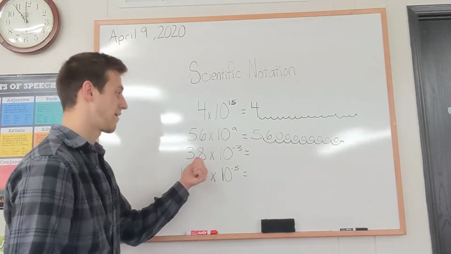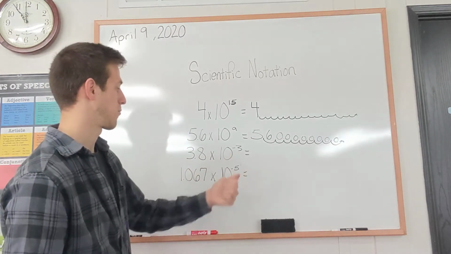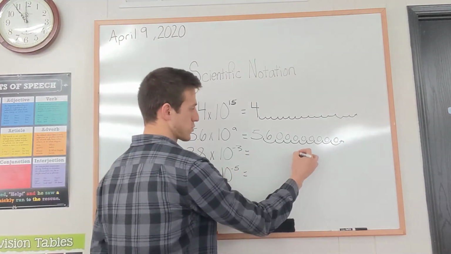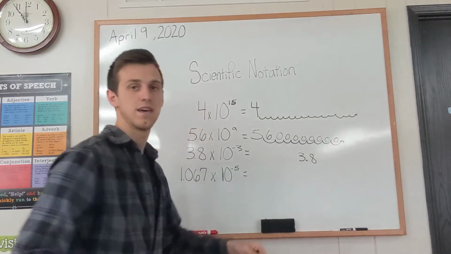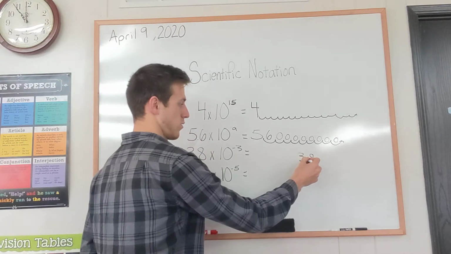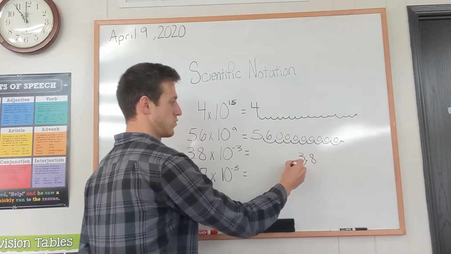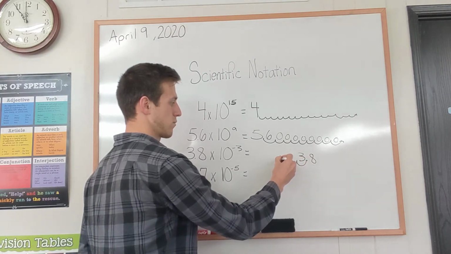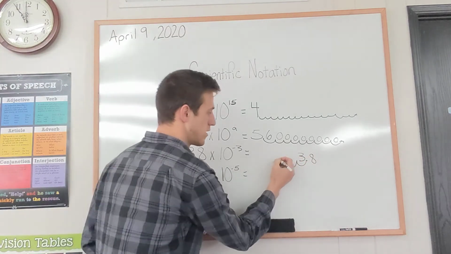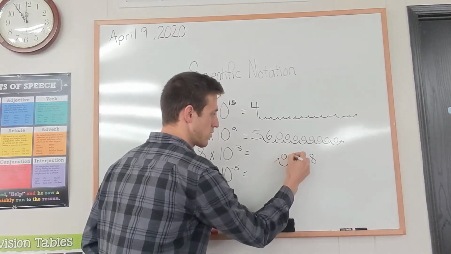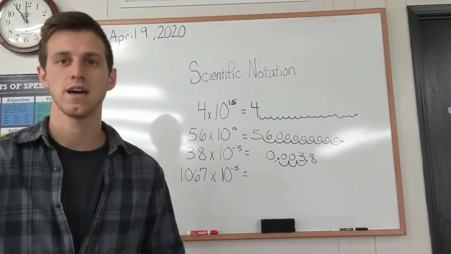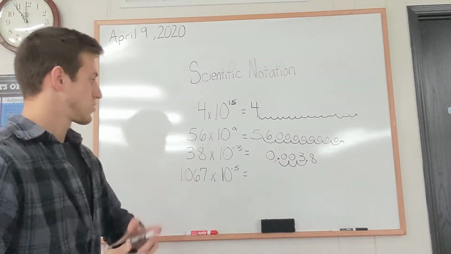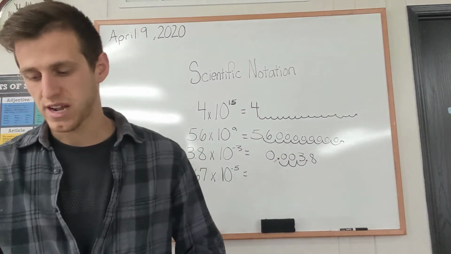Notice now, we have our negative power. So we're gonna go 3.8, we're gonna start over here. We're gonna move our decimal point to the left. So we're gonna go 1, 2, 3, and our decimal point is going to get moved to right here. So we're gonna have to put a 0 here, a 0 here, and a 0 in front, okay? That is all for today in your scientific notation.